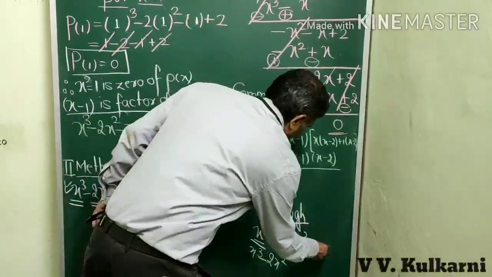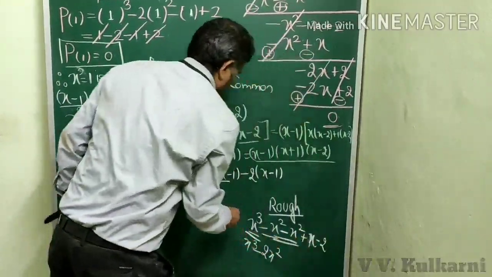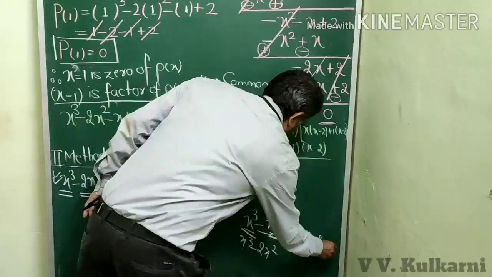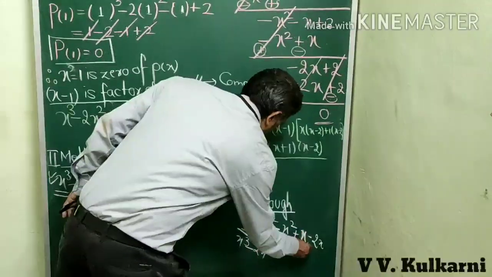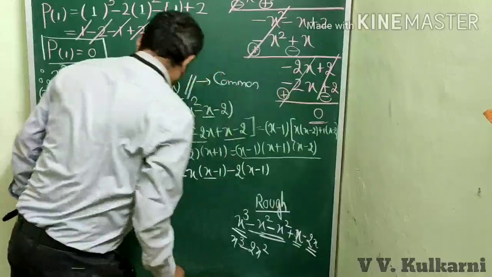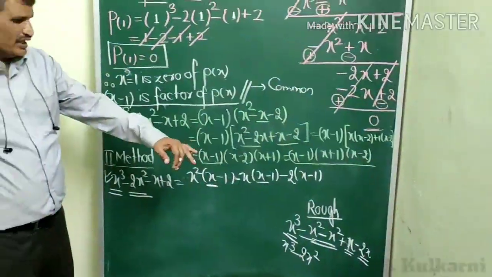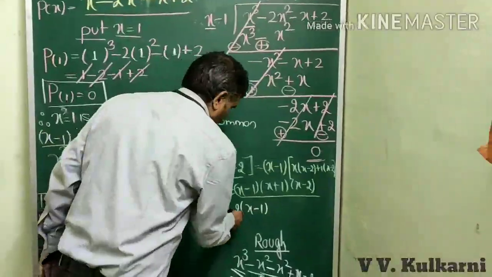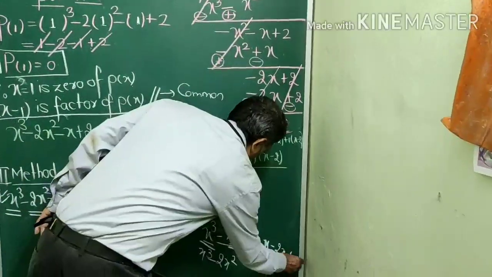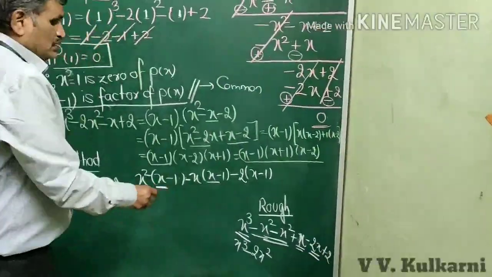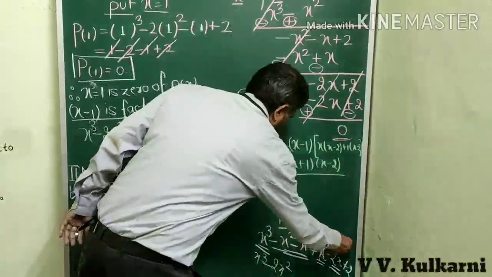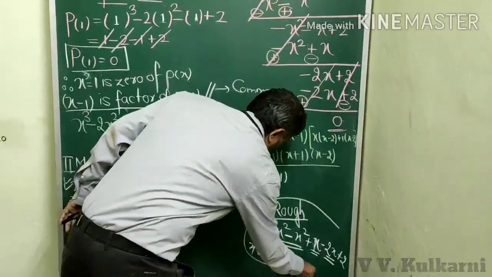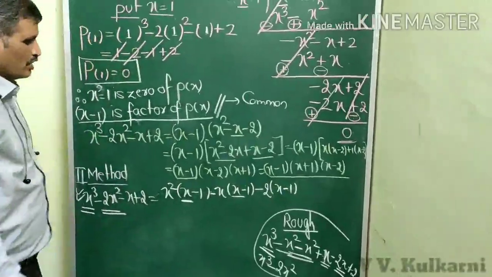Minus of plus is minus. 2 into x is 2x. So 1x minus 2x. 1x minus 2x is minus 1x. And minus of minus is plus 2. So these things you need to do in the rough work. It need not be shown.